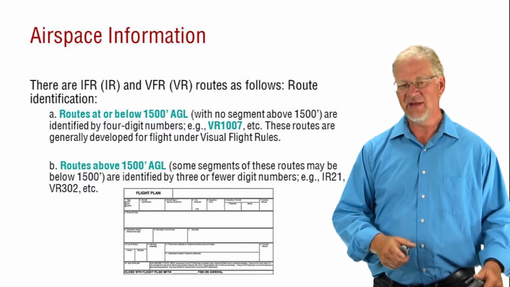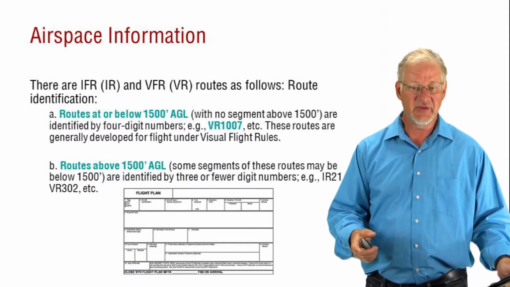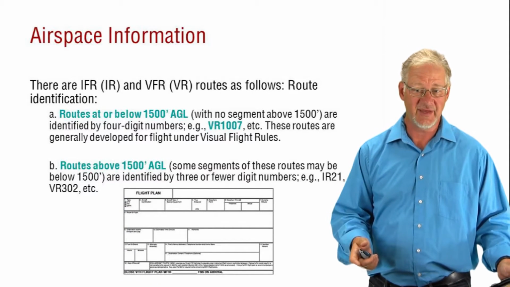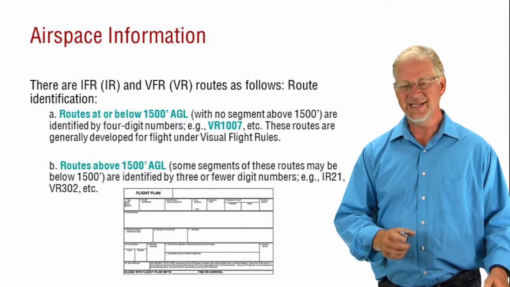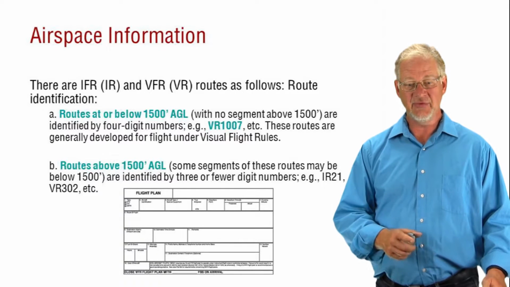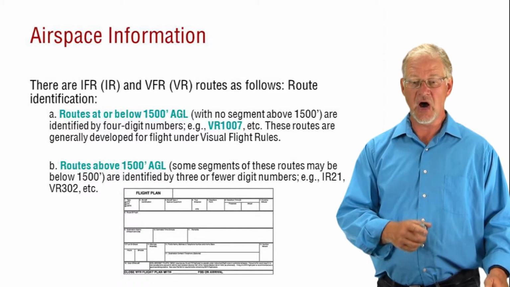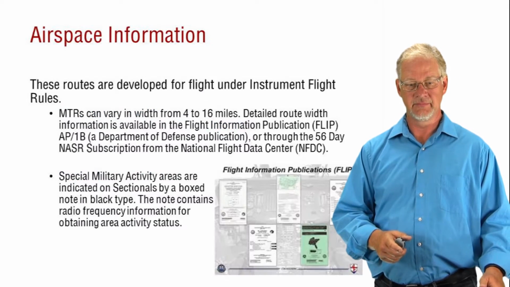Now, routes above 1,500 feet AGL, some segments of these routes may be below 1,500 feet, but mostly they are above. They're identified by 3 or fewer digit numbers. And these routes are developed for flight under instrument flight rules.